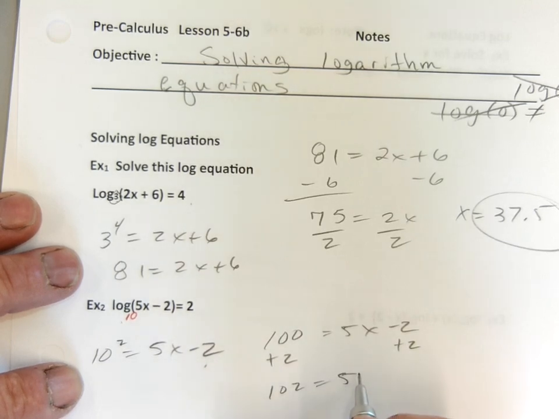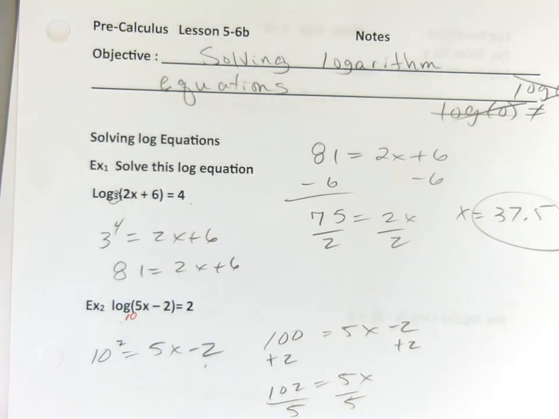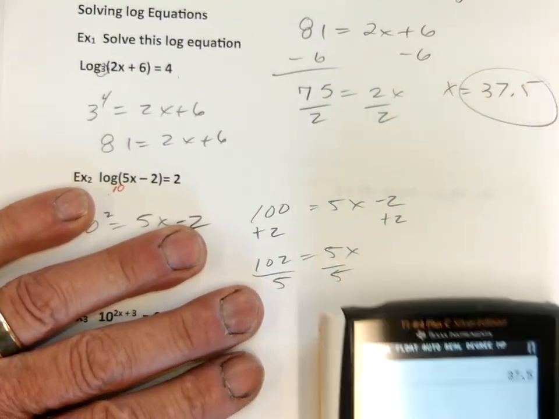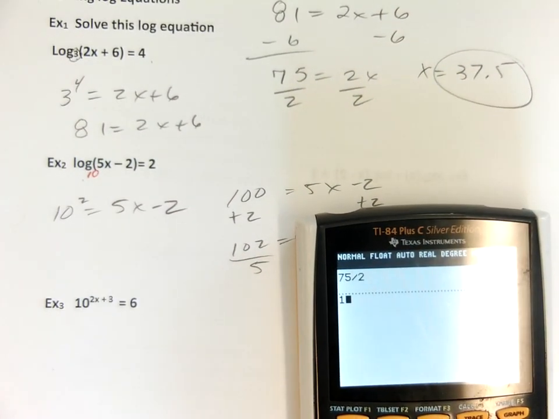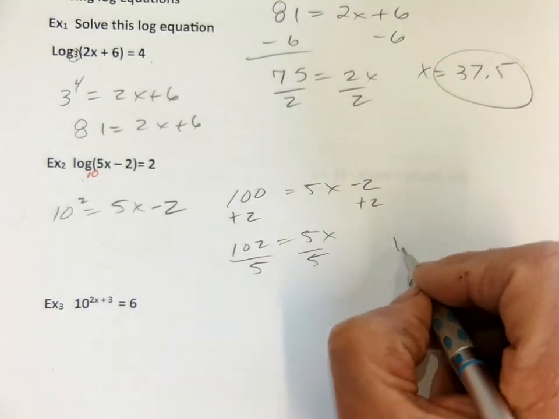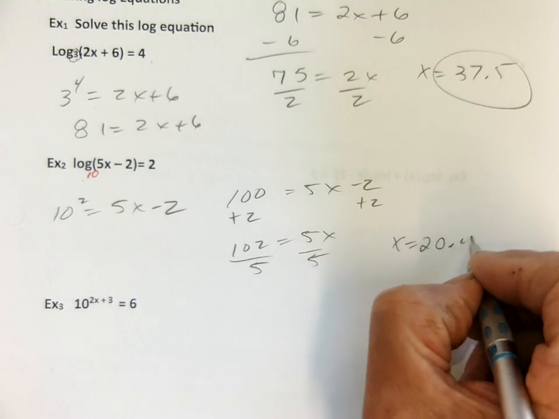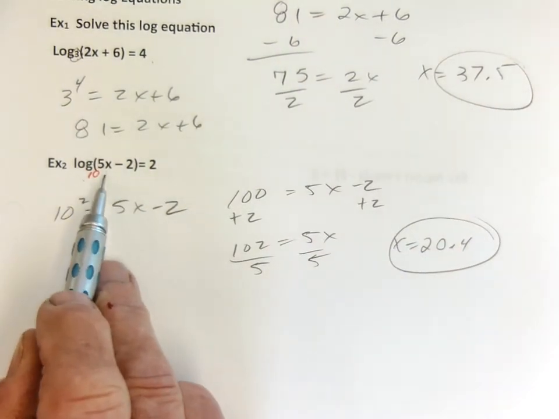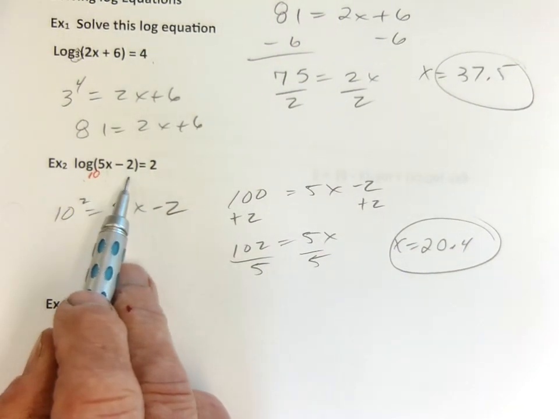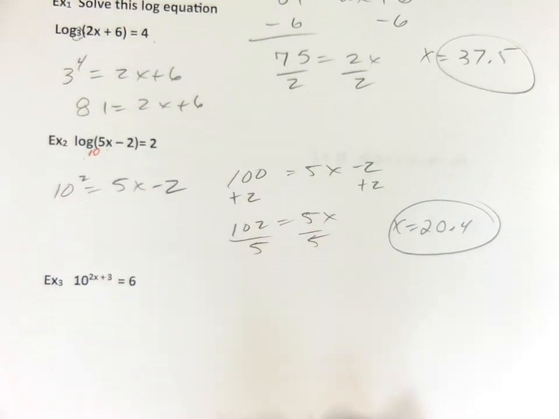102 equals 5x. Divide by 5, divide by 5. Let's see what that is. What is 102 divided by 5? It's about 20.4. Better check my answer. That should work. 5 times 20.4 minus 2 is okay. We'll have a positive answer, okay?